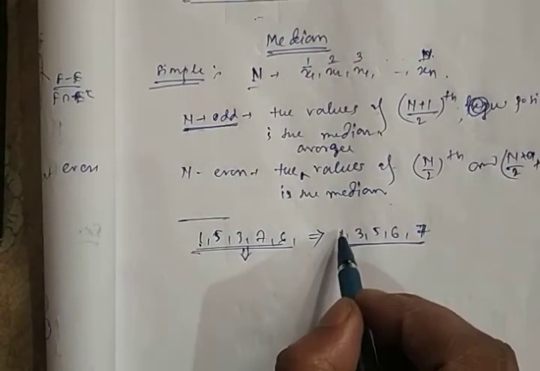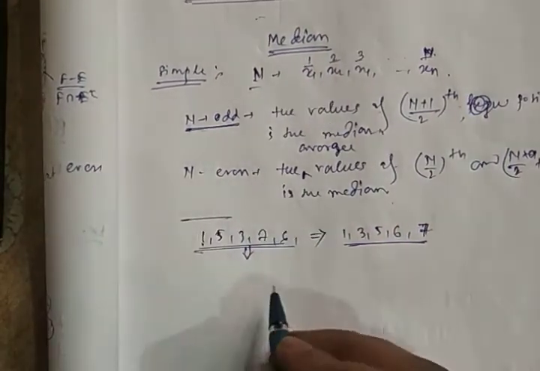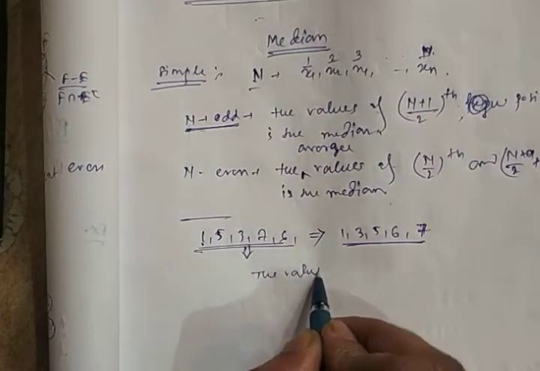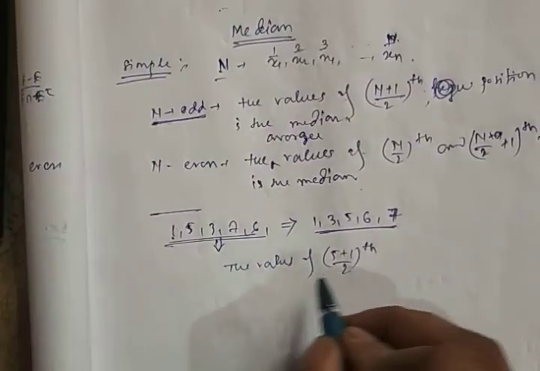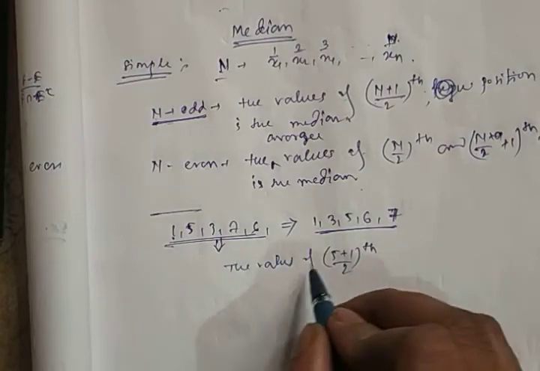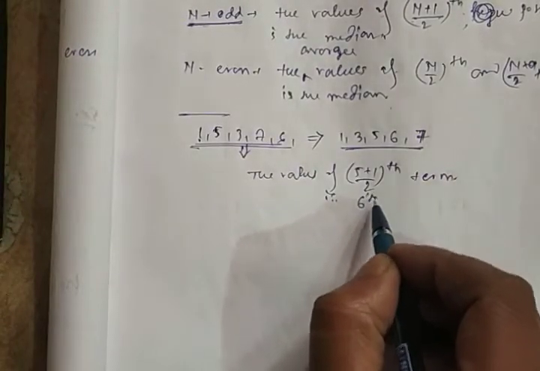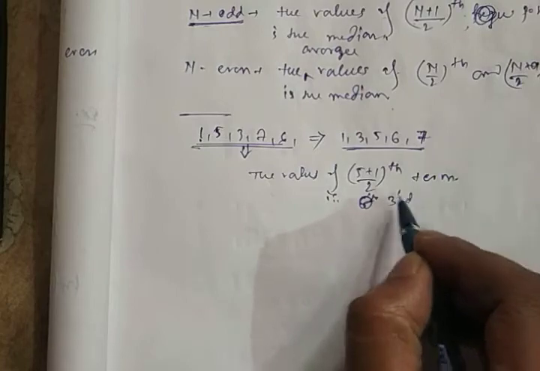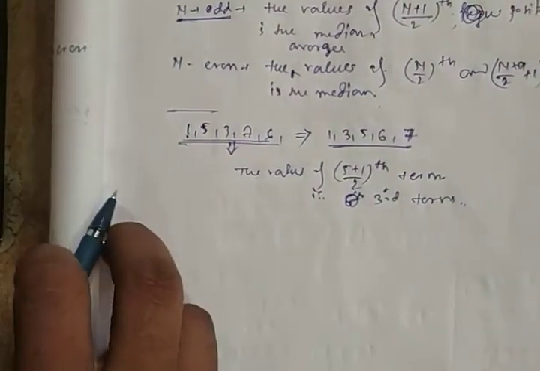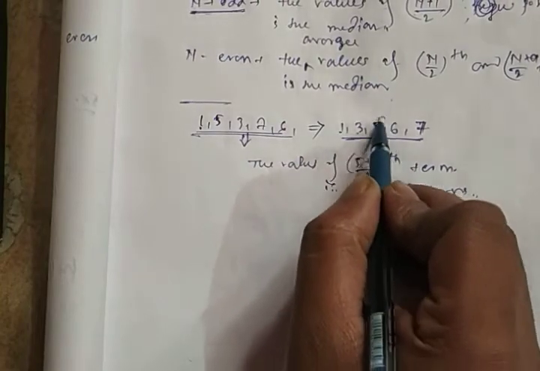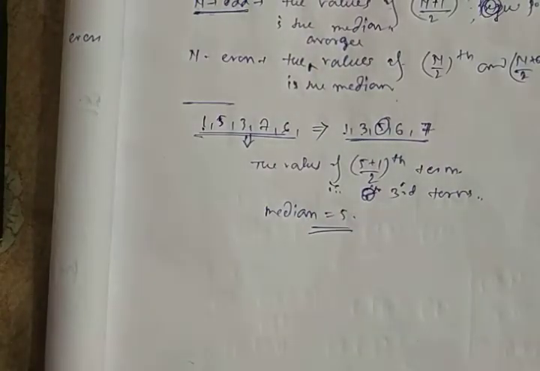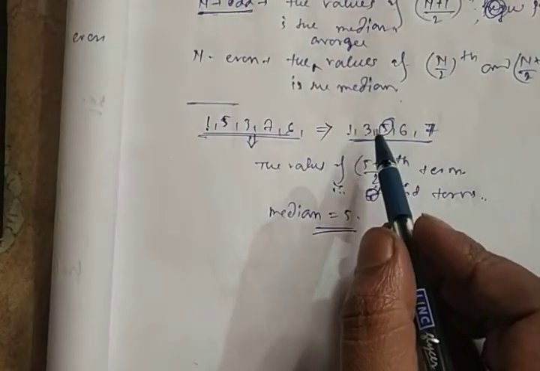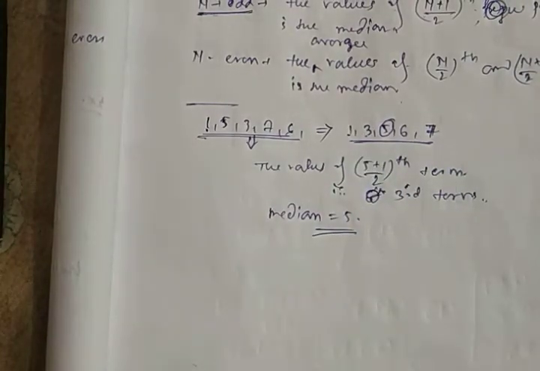Then, as 5 is odd, the total number of observations, we take the value of the (5 plus 1) divided by 2th term, that is the third term. The third term is 1, 2, 3, so the median equals 5. The middle value, which divides the frequency into two parts, is called the median.